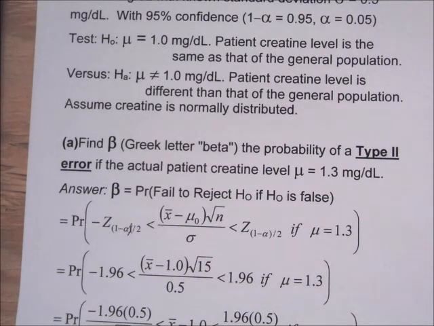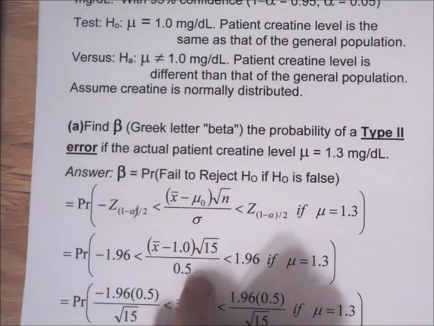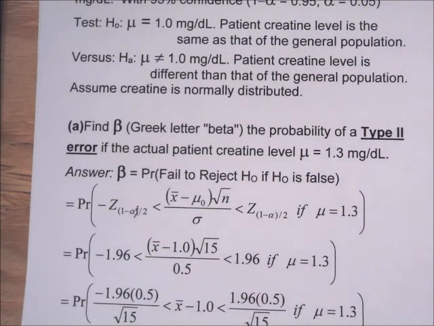So z sub 1 minus alpha over 2, we can look that up in the table. I think we looked that up before. It's 1.96 for 95% confident, and mu naught is 1.0, n is square root of 15, and sigma is 0.5.